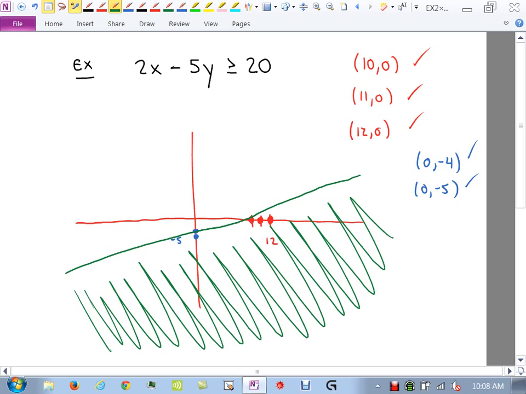Okay, so how do we actually do this? How do we actually go about figuring it out?